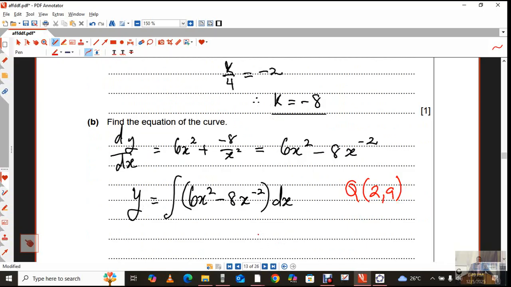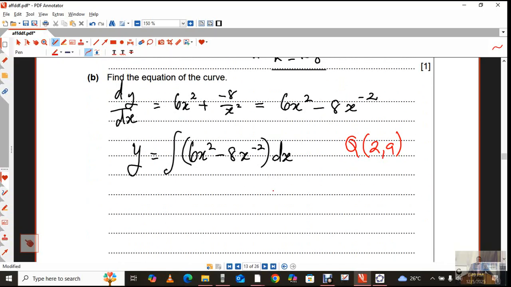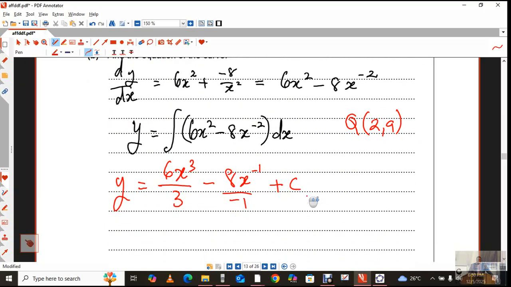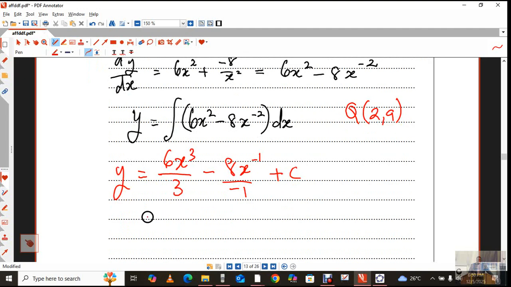So let's integrate, and hopefully you still know how to integrate. The function becomes y: add 1 to the power, it becomes x cubed, divide by that power. Add 1 to the power, it becomes x to the negative 1, divide by that new power, plus the constant of integration, which is plus c. So let's just clean this up. This is going to be y equals 3 into that, that's 2x cubed, negative and negative, that makes it a positive 8.